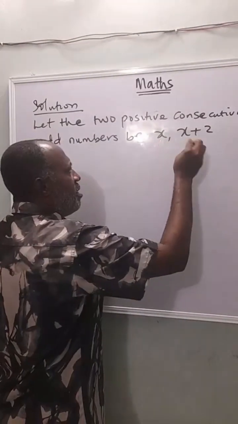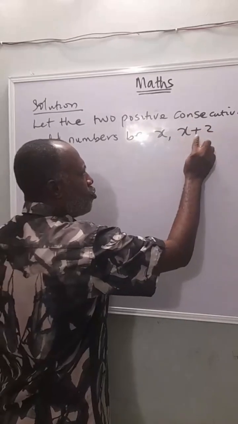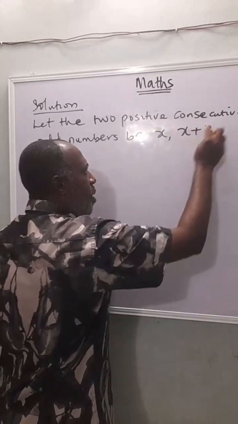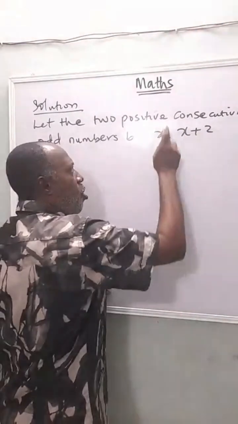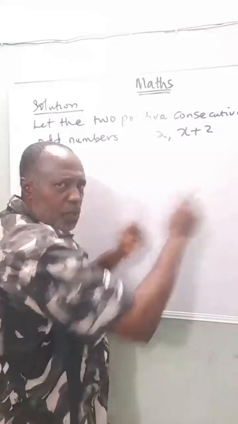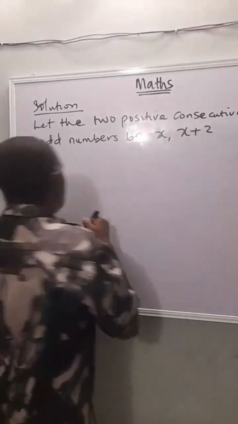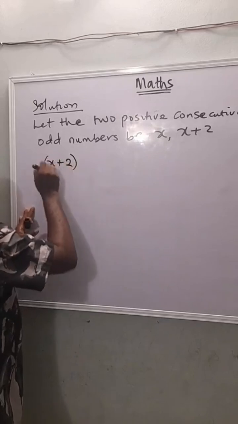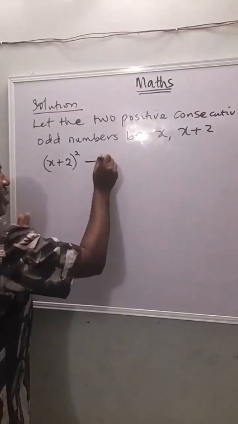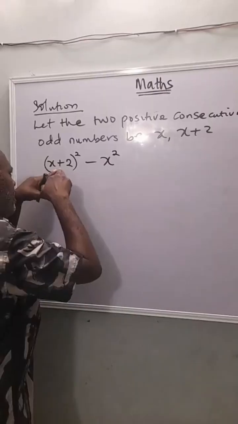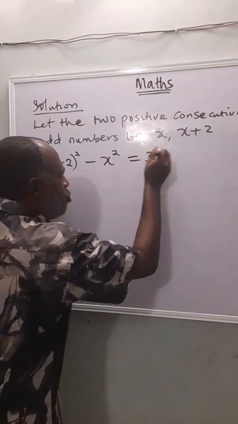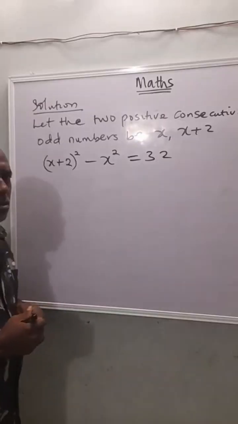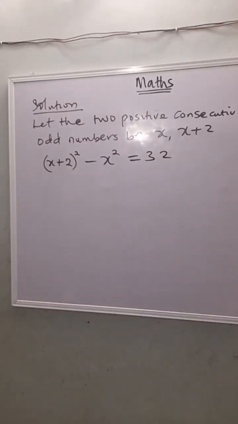And the question says that these two odd numbers, their squares, that means x plus 2 all raised to power 2, and this is x all raised to power 2. The difference between that result will give us 32. Go with me. You have x plus 2, which is the bigger one, all raised to the power of 2, minus x raised to power 2. The difference between this and this is 32. I hope you are following me. Are you with me? I believe.